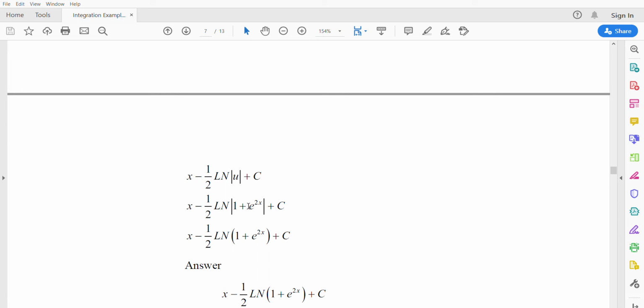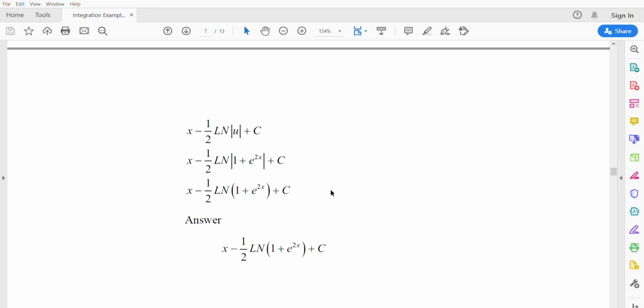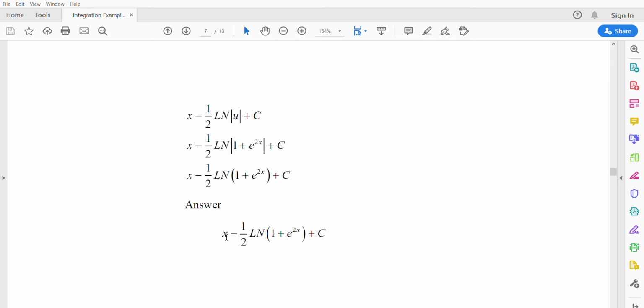Now, e to the 2x, that's always a positive number. Plus 1, it's always going to be a positive number. So this can be rewritten as x minus 1/2 times the natural log of 1 plus e to the 2x plus a constant. And that's my answer. x minus 1/2 times the natural log of 1 plus e to the 2x plus a constant.